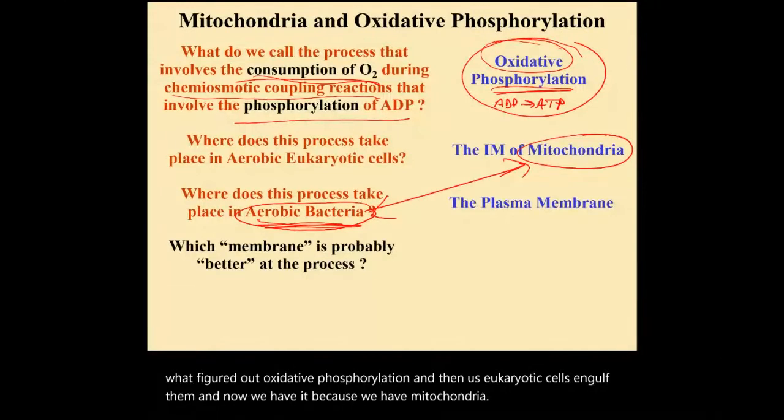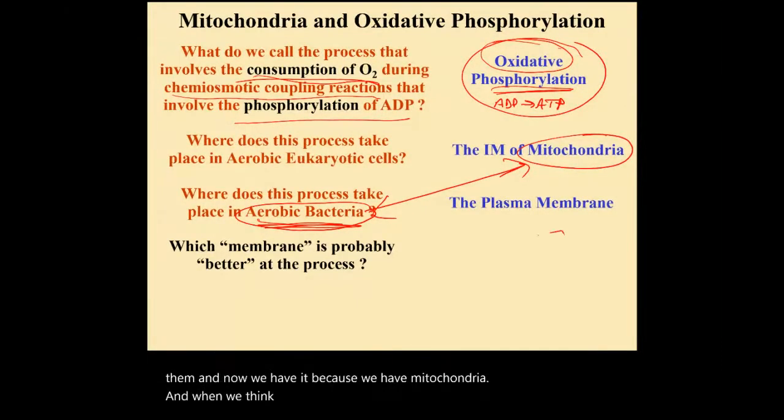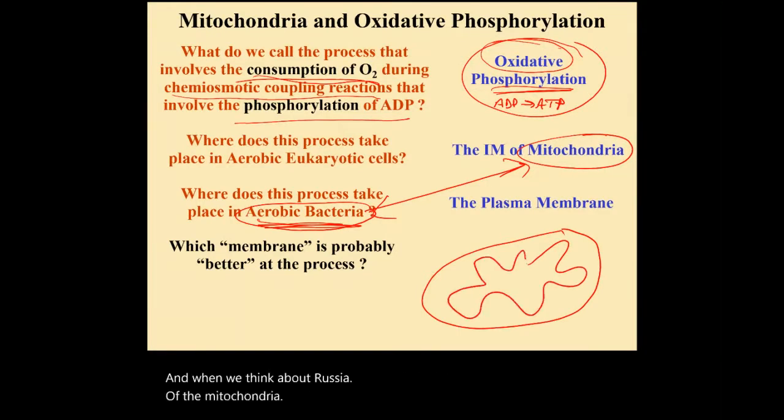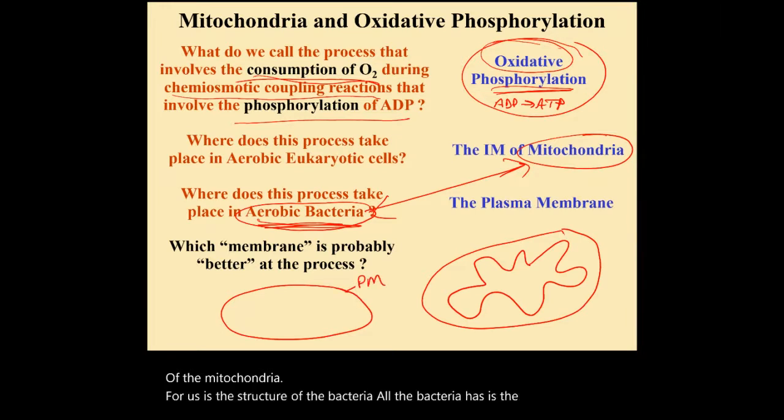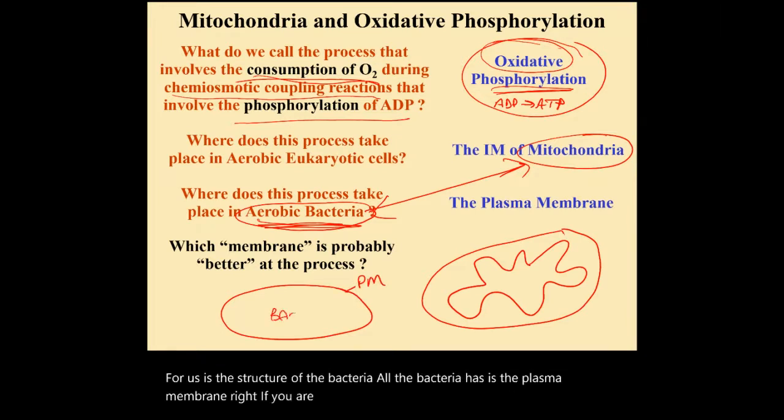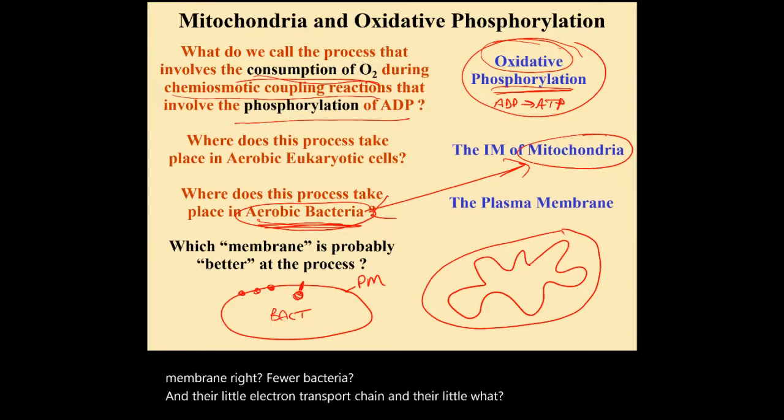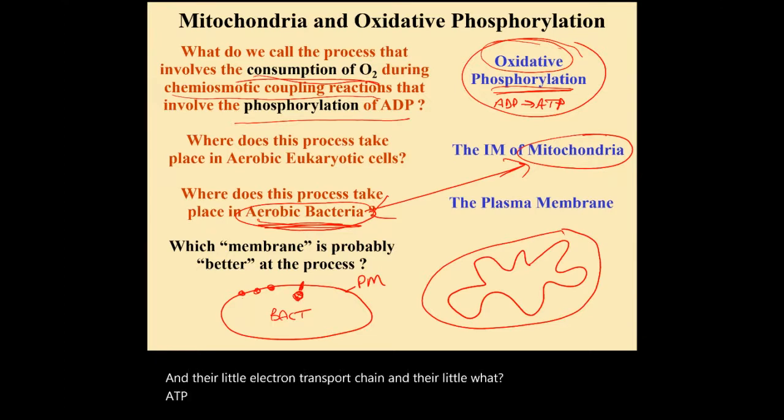And when we think about the structure of the mitochondria versus the structure of the bacteria, all the bacteria has is the plasma membrane, right? Your bacteria, correct? And their little electron transport chain and their little what? ATP synthase is located there, okay? So they have an electron transport chain in their plasma membrane.